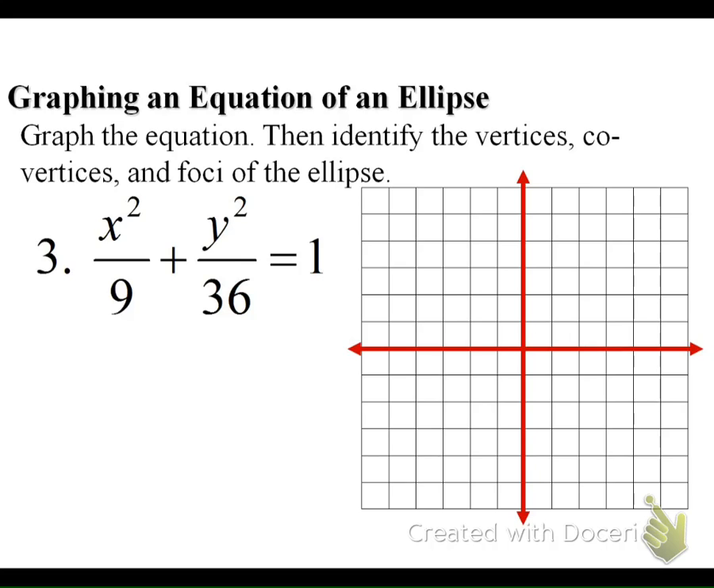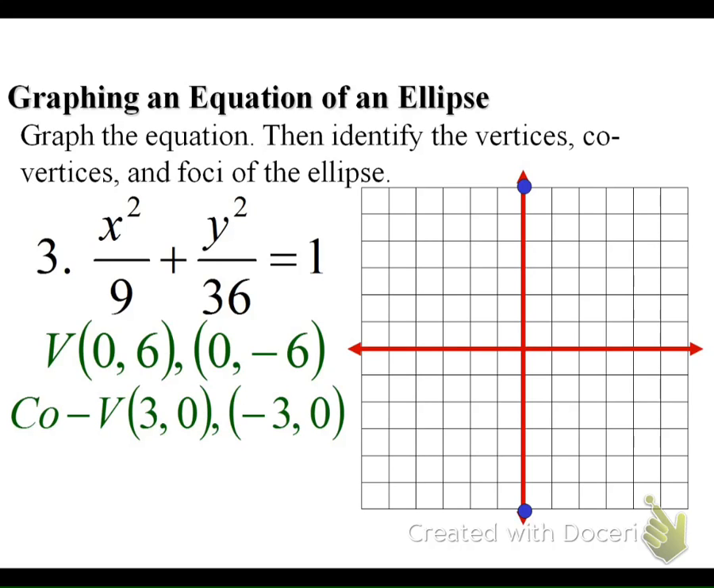Vertical, how do you know vertical? Yes, the bigger number is under the y. So when I am going 6 units, a is obviously 6 because you'd square 6 to get 36. When you're graphing that, make sure you're going up and down. So that's the point (0, 6) and (0, negative 6). Then what? The covertices are 3 units. Good, 3 units to the left and to the right. So those are the ordered pairs (3, 0) and (negative 3, 0). Go ahead and connect all those.